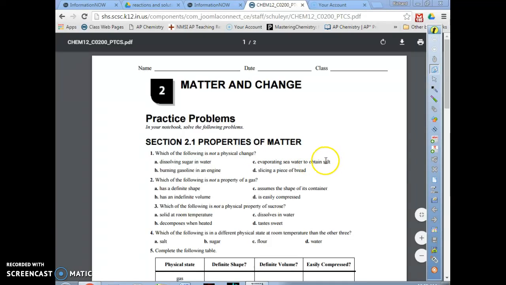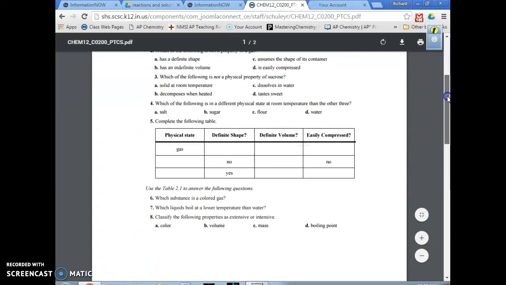Evaporating seawater, water goes up into the sky, the salt is left behind. You haven't changed them, you just got the salt that was dissolved back out. If you slice a piece of bread, it's still bread. It is just a smaller piece of bread, and that's only considered physical. It'd be hard to put the bread back together, but still that's only considered physical. Which is not a property of a gas? Remember, gases have no definite shape or no definite volume. So has a definite shape is not a property of a gas. These other three would be okay, but so we don't have to spend tons of time on this, I'm just going to go on.